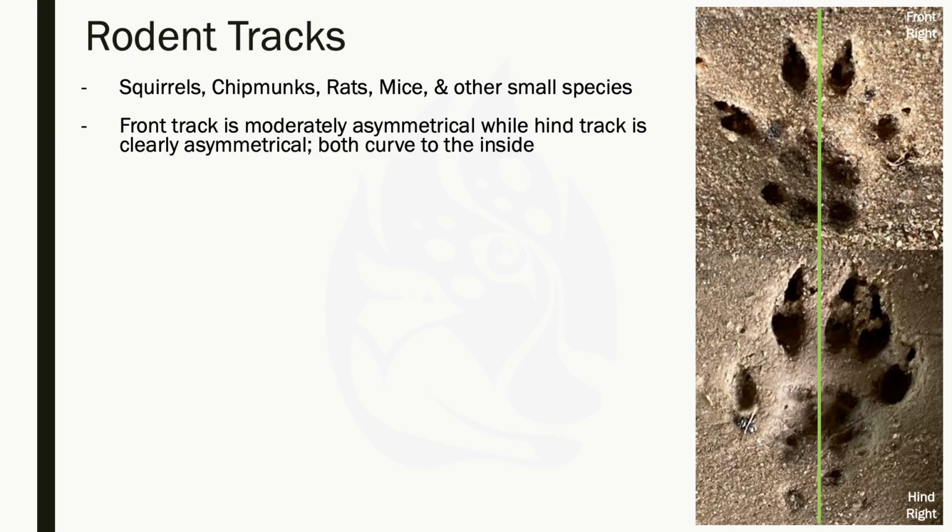Not as much in the front track, although it doesn't line up completely between the left and the right. But if we see in the hind track down below, it's quite different. I mean, the number of toes are even different. So there's always some slight asymmetry.